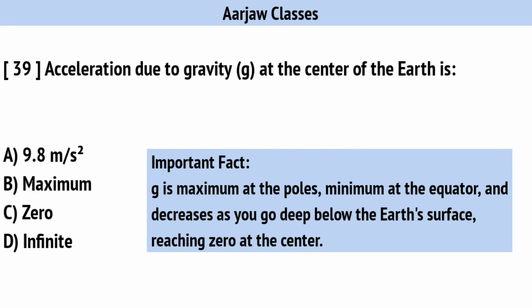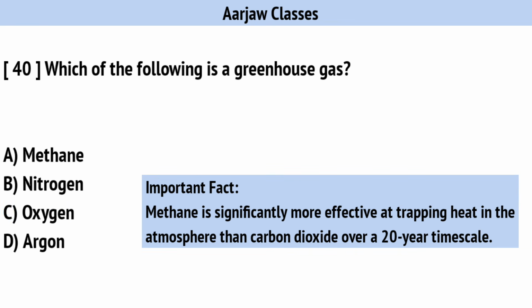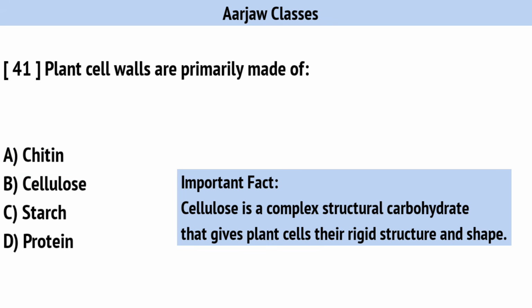Acceleration due to gravity at the center of the earth is? Right option is C, 0. Which of the following is a greenhouse gas? Right option is A, methane. Plant cell walls are primarily made of? Correct option is B, cellulose.